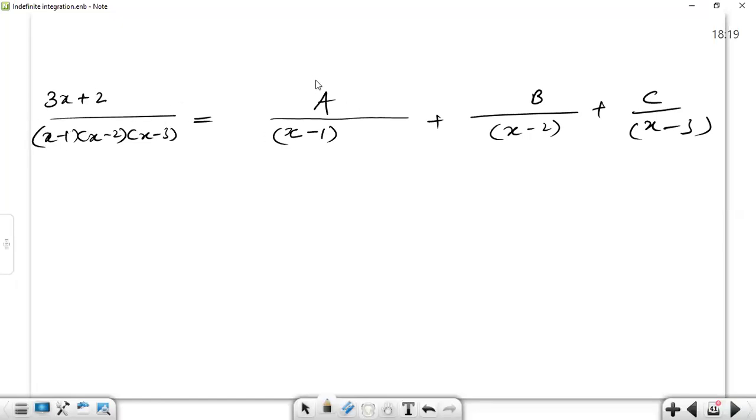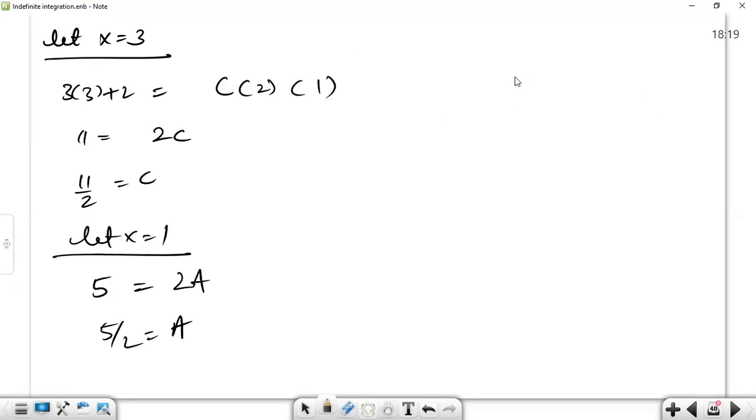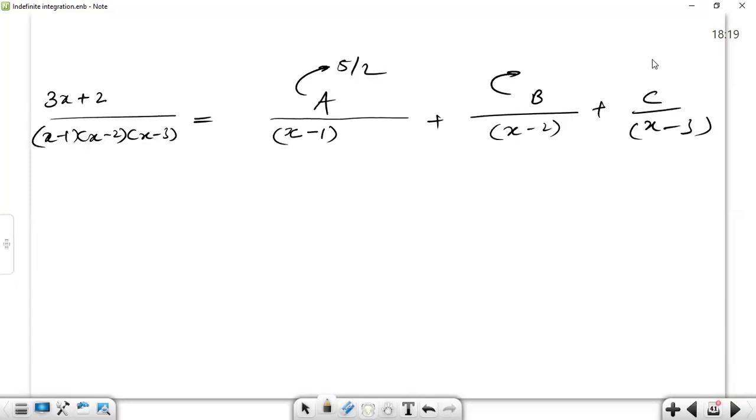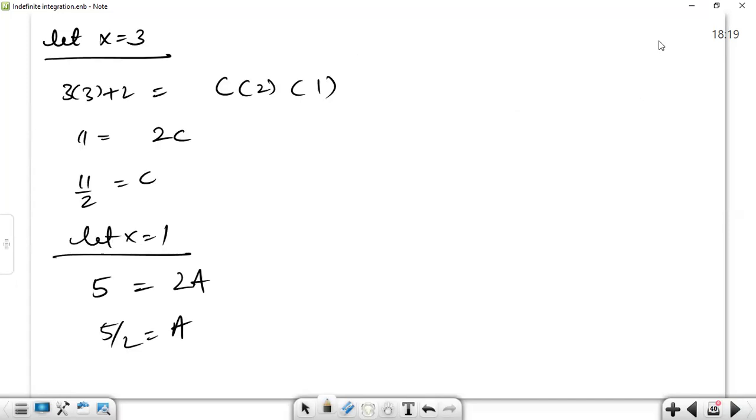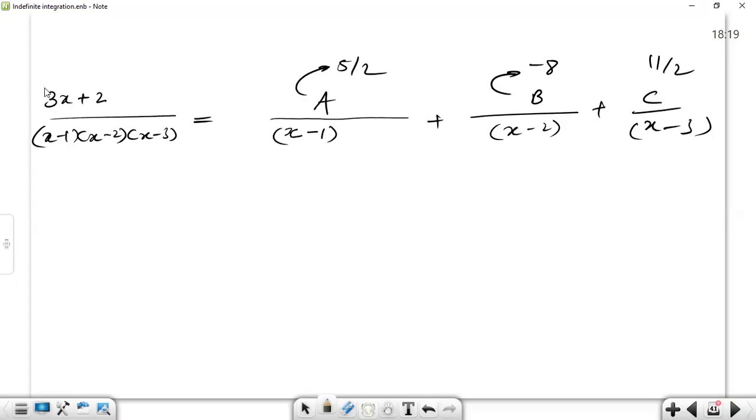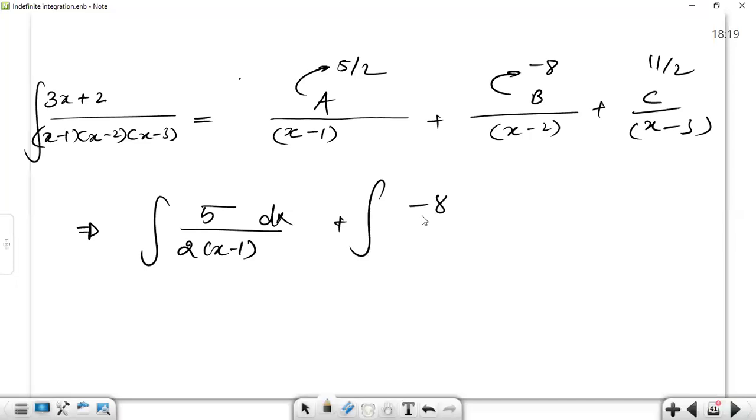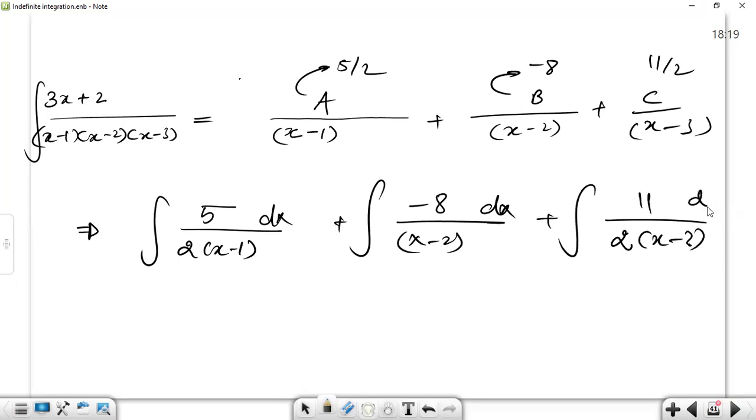Now we have the values of A, which is 5 by 2. The value of B, which is minus of 8, I guess. Yes, minus of 8. And C as 11 by 2. So if this integration was happening, so we can similarly write integration of 5 by 2 into x minus 1 dx plus integration of minus x minus 2 dx plus integration of 11 by 2 into x minus 3 dx.